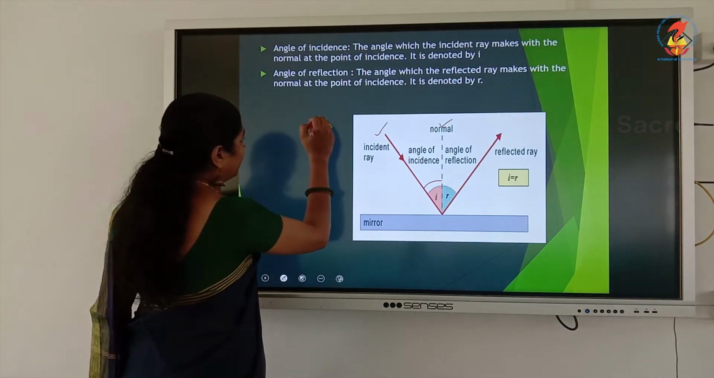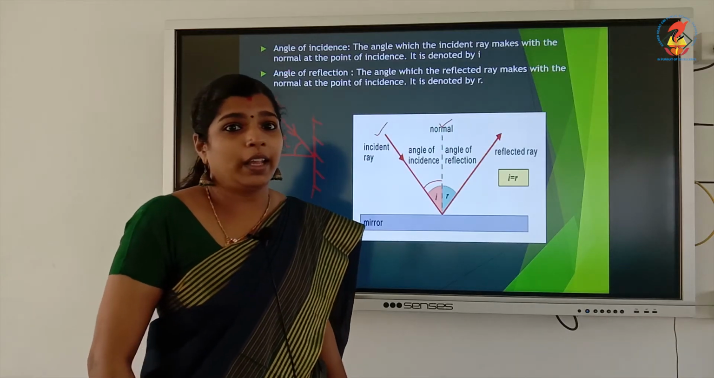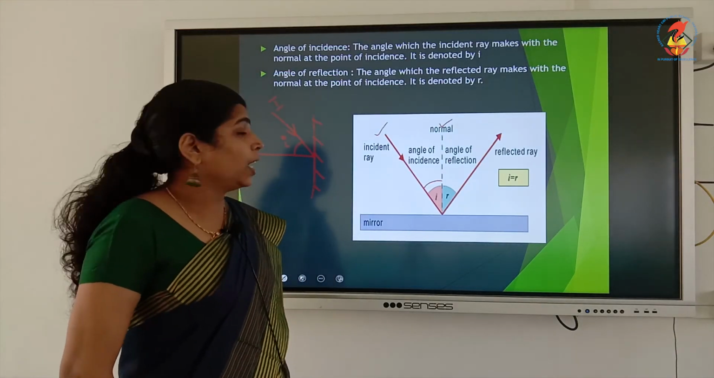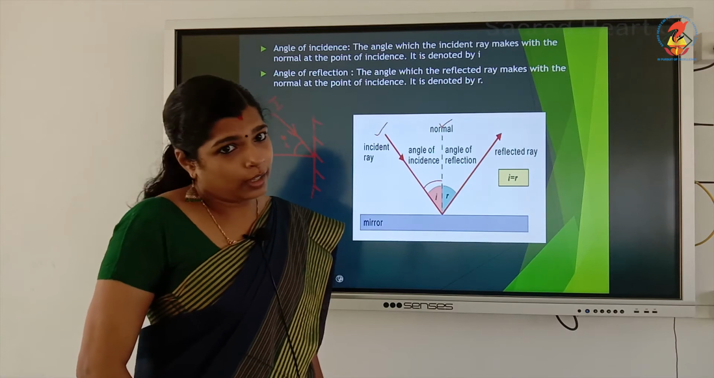If I draw a mirror like this, this one is an incident ray. Now, at this point I will draw the normal. So, this one is a normal. The incident ray is represented by the letter I. The angle between the incident ray and the normal is known as the angle of incidence. It is represented by the small letter i.